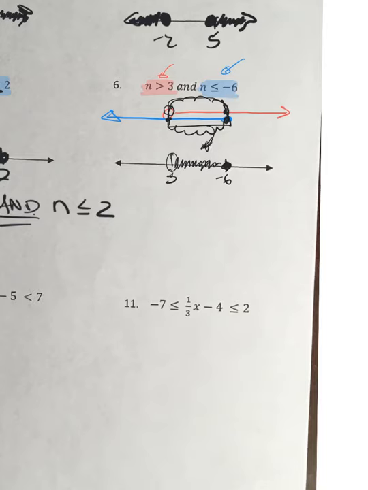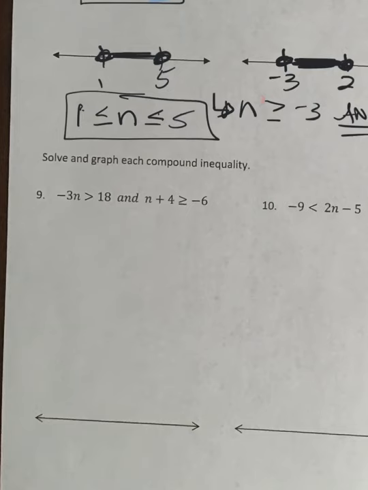Okay, now let's solve some compound sentences. Okay, so in numbers 9 and 10, we're solving and graphing. So we're solving, and then we've got to graph our answer. So notice we have two sentences joined with the and. So we need to actually solve both of them separately.